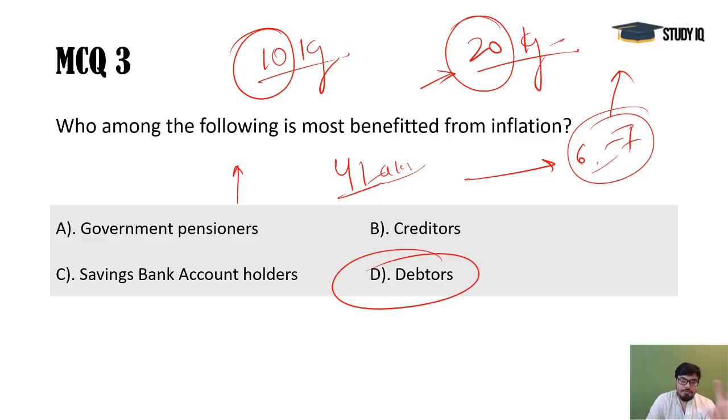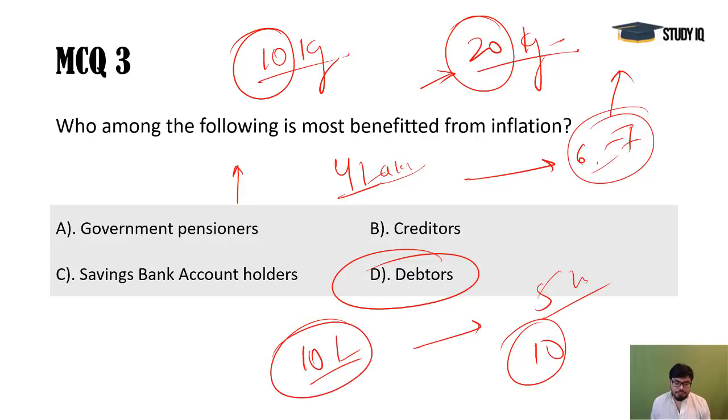Only the debtors. They will be benefited here, because if I take a 10 lakh rupees loan from a bank, and they decide a particular interest rate, and after 10 years I will repay them these 10 lakh rupees. So in this condition, if inflation is there, what's going to happen? After 10 years, these 10 lakh rupees will not have the same purchasing power. Maybe 10 lakh rupees would have a purchasing power of maybe 5 lakh rupees after 10 years. Means today's 10 lakh rupees will be equal to 5 lakh rupees of 10 years later. So that means your money is losing purchasing power.